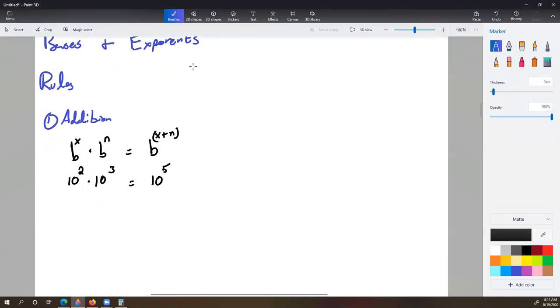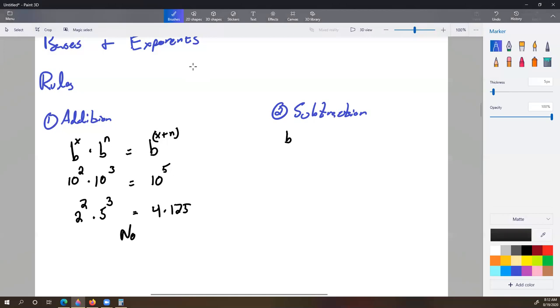Now, rule number two that we talked about, we had the subtraction rule. That was similar to what we were doing with addition. The idea here was, if I have some base, and again, it always has to be the same base. If you have, like, 2 squared times 5 to the third, then you're just going to get 4 times 125. You can't do anything with the exponents there, so nothing nice. All of these rules are predicated on same base.